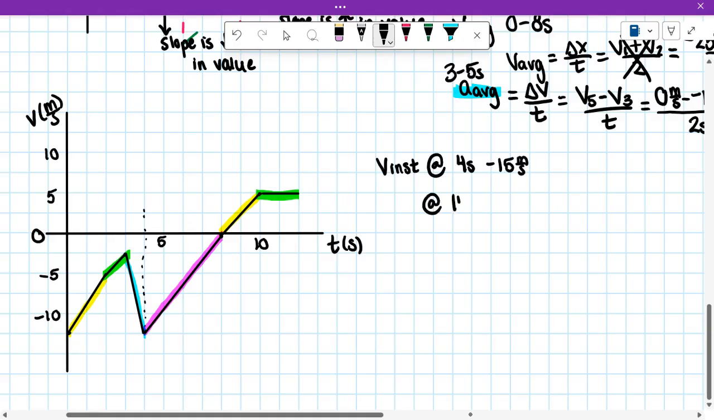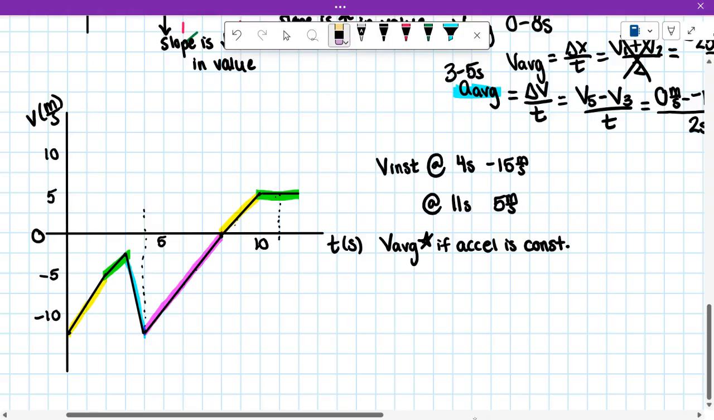Okay, I can do the same thing at 11 seconds. I go to 11 seconds and I go up, and that's going to give me 5 meters per second. I could also find an average velocity. But remember, I can only find an average velocity if the acceleration is constant. Meaning, I couldn't find an average velocity between 5 and 10 seconds, because 5 to 10 seconds involves 1, 2, 3 different accelerations, right? Because I have 1, 2, 3 different slopes.